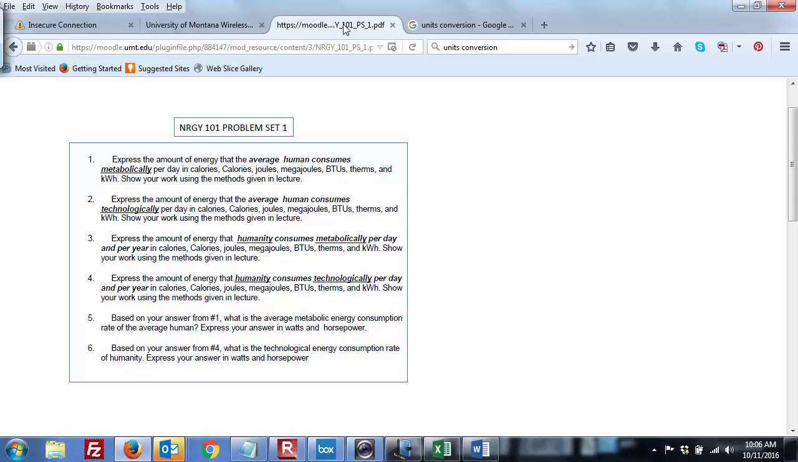The next one is express the amount of energy that the average human uses technologically in calories. Go back. I mean, the number that I kind of use off the top of my head is 500 exajoules per year. I know it's in the textbook as well. There's another paper out there.